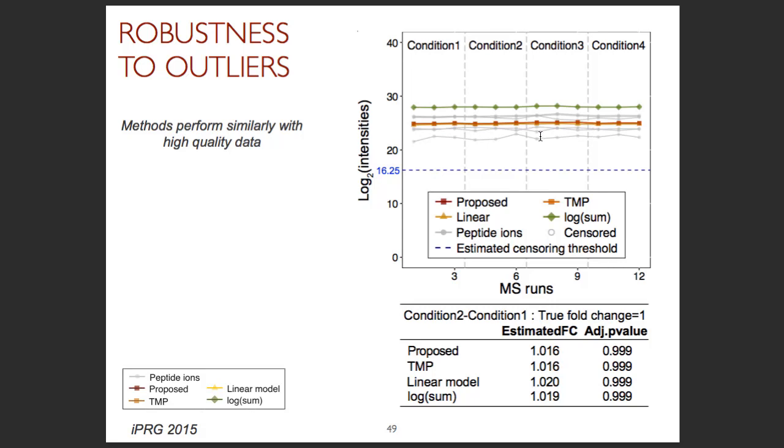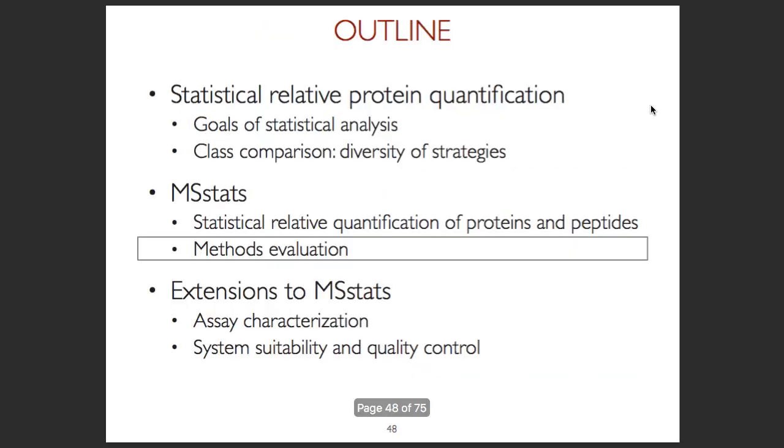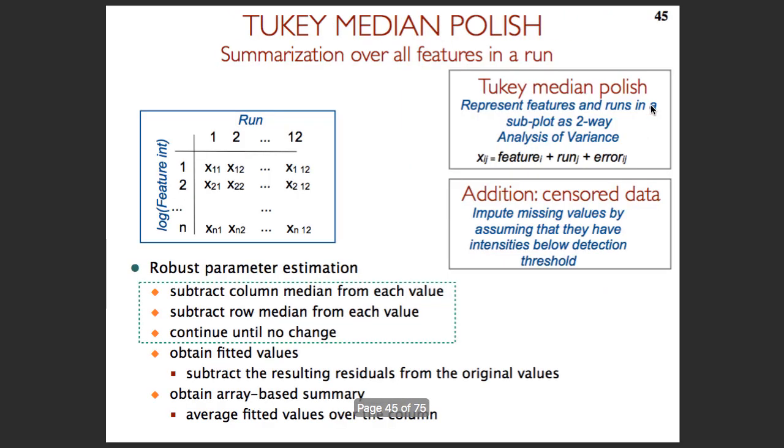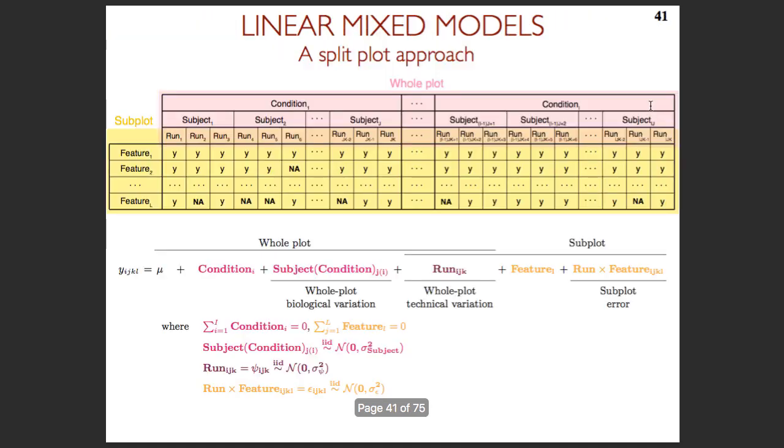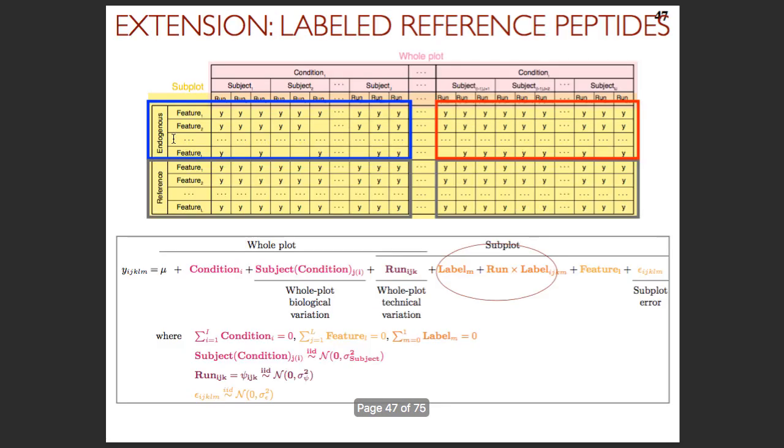Now, the color lines. The green line here is probably one of the methods most frequently used, including by tools such as Skyline, where you take the sum of feature intensities on the original scale. This is a very common thing to do, right? You just take the sum of all the peak intensities, and then you have one number per protein per run, and maybe then you take a log. So this is the green line summarization.